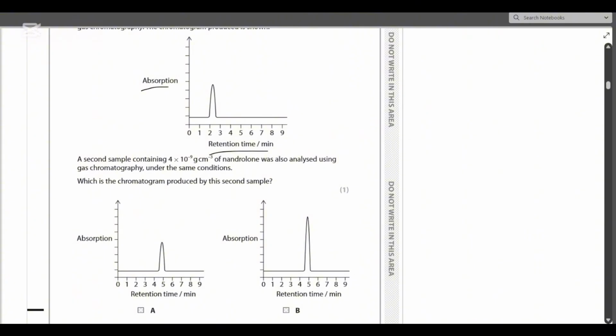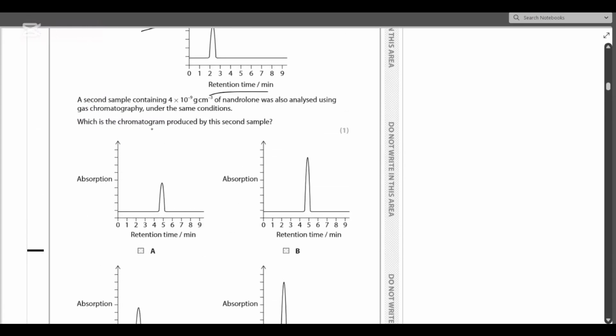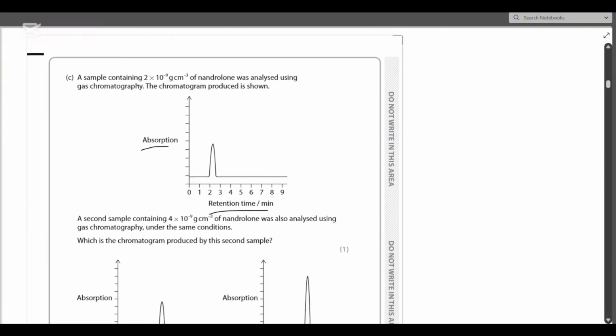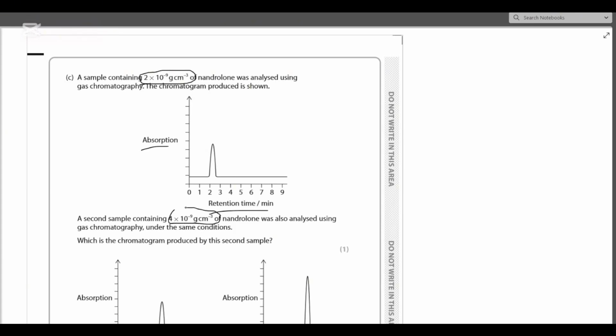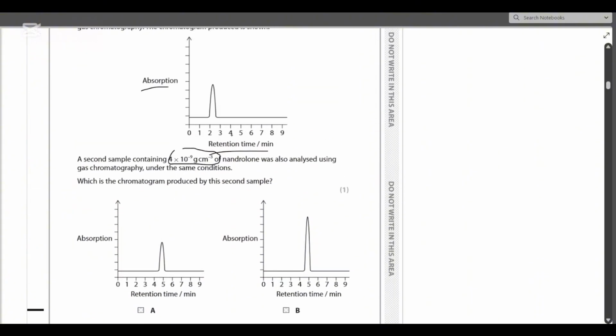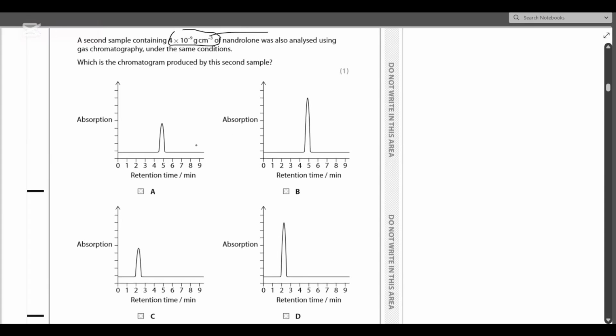A second sample containing 4 times 10 to the power minus 9 was also analyzed using gas chromatography under the same conditions. Now they were asking which is the chromatogram produced by this second sample. Now you can see very clearly that the sample now taken to be analyzed is double the previous one. If it's double the previous one, then we can already see whatever the sample is.